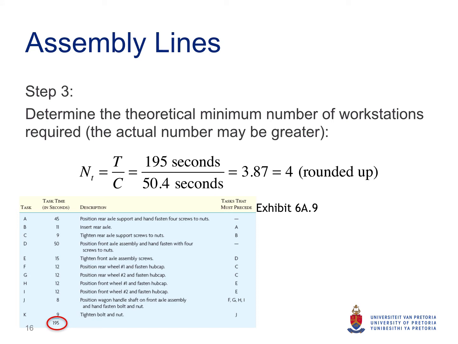Calculate the theoretical minimum number of workstations by dividing the total time for the assembly of a wagon, 195 seconds, by the workstation cycle time found in this previous step. This gives 3.87, which we round up to 4. Thus a minimum of 4 workstations will be required.